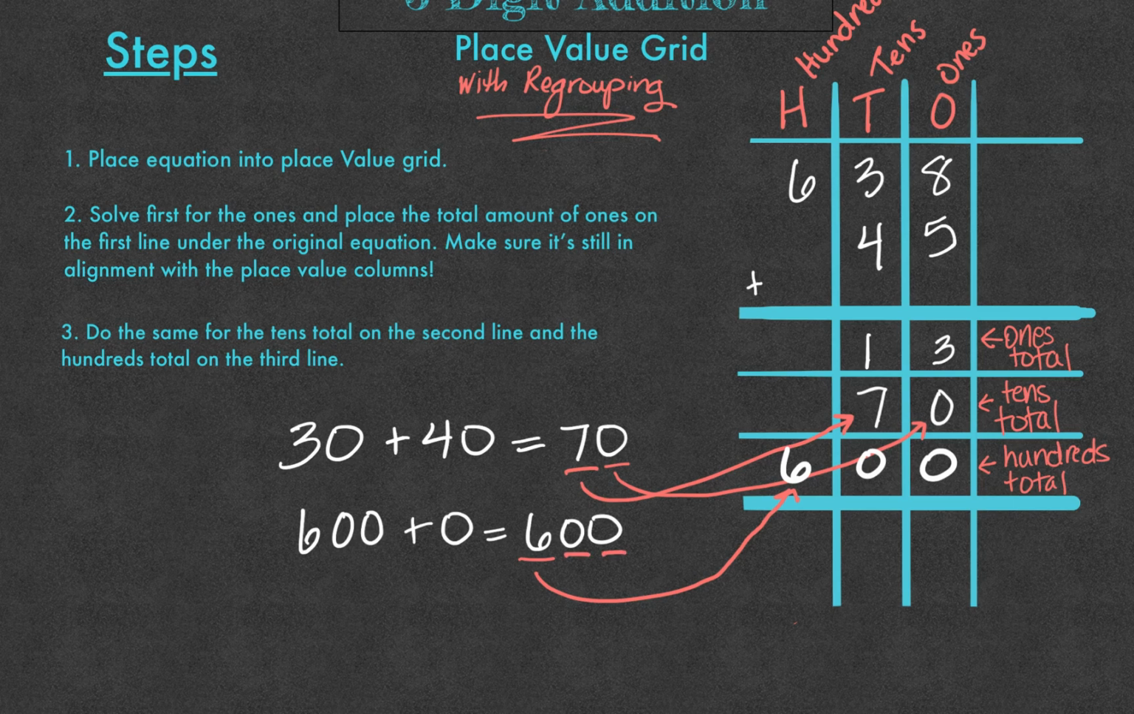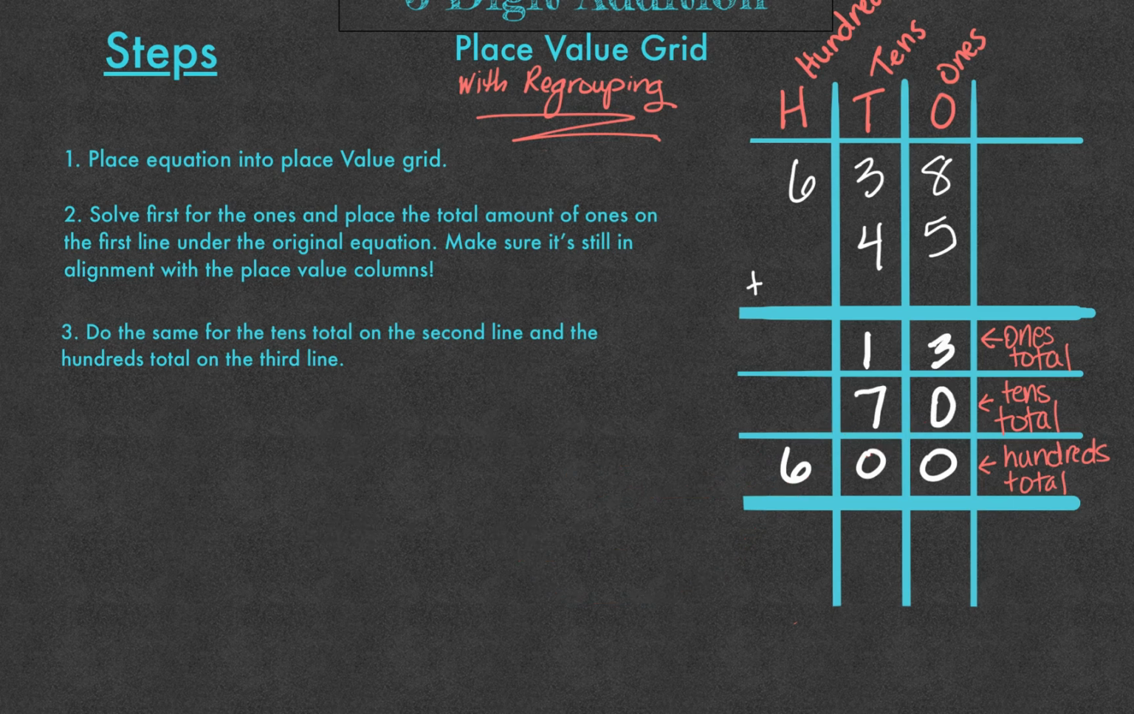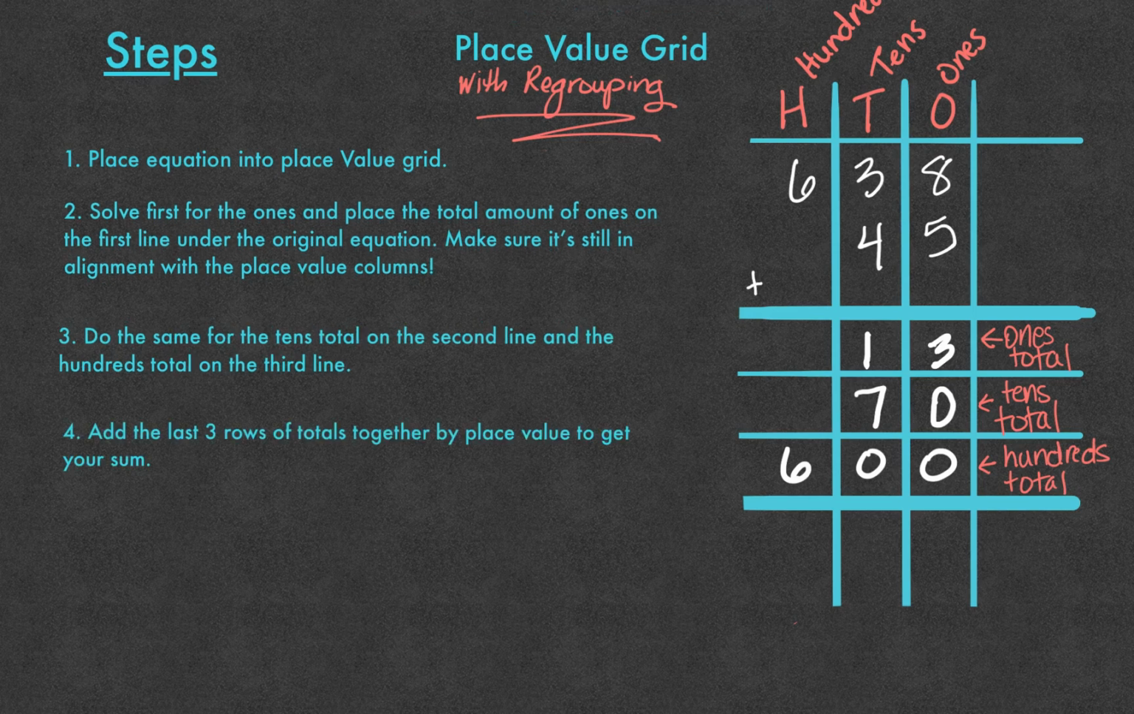Now you're going to solve for your 3 rows. Your ones total, your tens total, and your hundreds total, you are going to add together by place value column. So 3 plus 0 equals 3. That's your ones. 10 ones plus 7 ones equals 8 ones. And 600, you're just going to drop below. So 683 is your total.